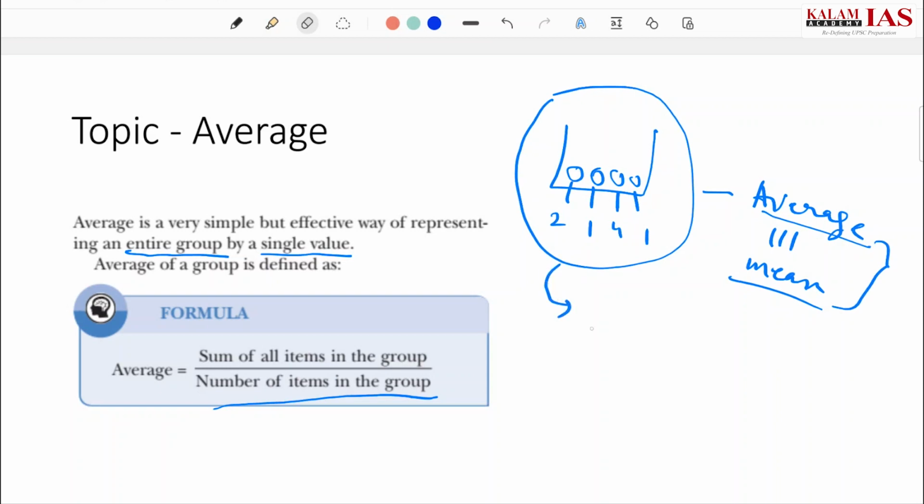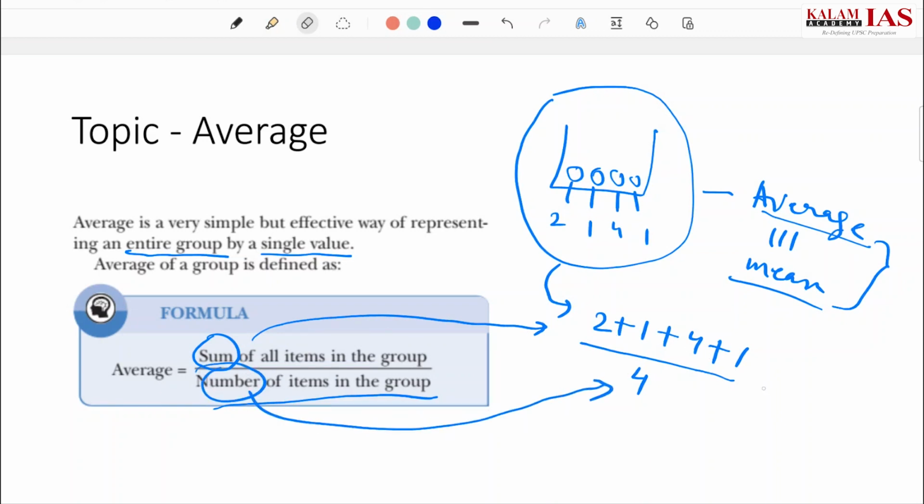Now let's find the average of this group. It is 2 kg plus 1 kg plus 4 kg plus 1 kg divided by the number of items in the group, 4. So this is the sum of all the items. Sum is 2 plus 1 plus 4 plus 1, and number of items is 4. So average will be 8 divided by 4, that is 2. So average weight of all the balls in the bag is 2 kg, and this is the mean average value.